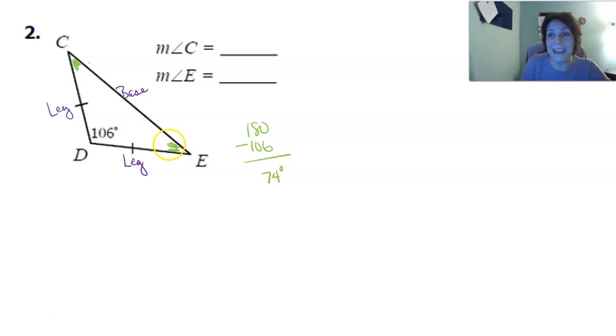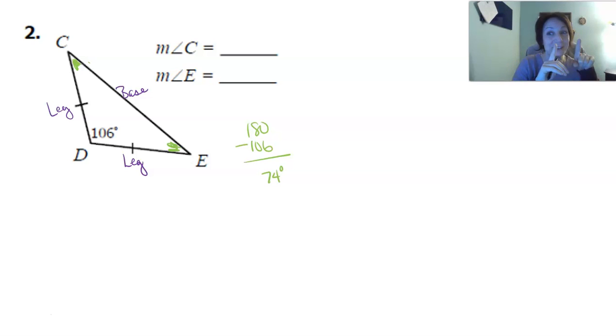Okay, so if it was any other kind of triangle, I would say, well, I don't know. Maybe one's 70 degrees and the other one's 4 degrees. Maybe one's 60 and the other one's 14. Maybe one is 30 and the other one's 44. I don't know. How is that 74 divided up? It's anybody's guess, right? Not this time.